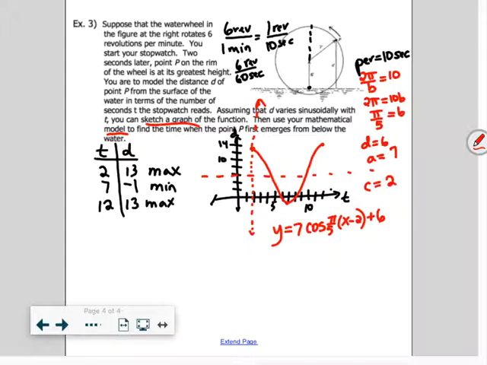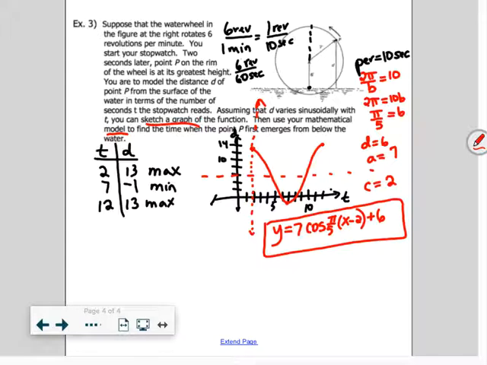Okay, so I've graphed it. I have my model. Now the third thing it asked me, and this is the really cool connection to what we've been doing, it says find the time, so that's the t value, when this first emerges from below the water. So do you understand it's not this first one, but it's the second one, correct? Because I want it to be emerged. So here it's going underneath the water, and then this point is where it's emerging from under the water.